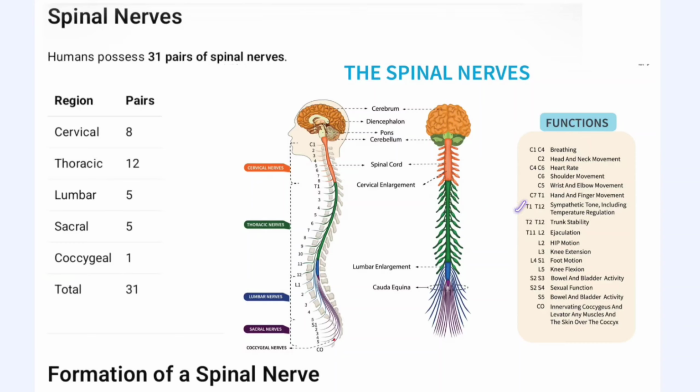T1 to T12 sympathetic tone include temperature regulation. T2 to T12 trunk stability. T11 to L2 ejaculation. L2 hip motion. L3 knee extension. L4 to S1 foot motion. L5 knee flexion. S1 to S3 bowel and bladder activity. S1 to S4 sexual function. S5 bowel and bladder activity. And coccygeal is innervating coccygeus and levator ani muscle and the skin over the coccyx.